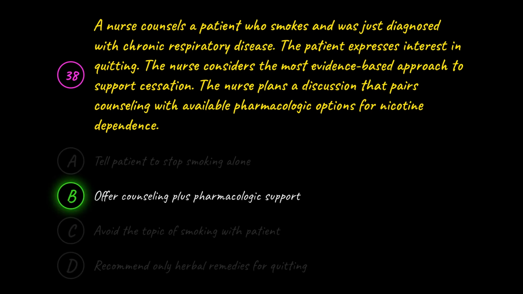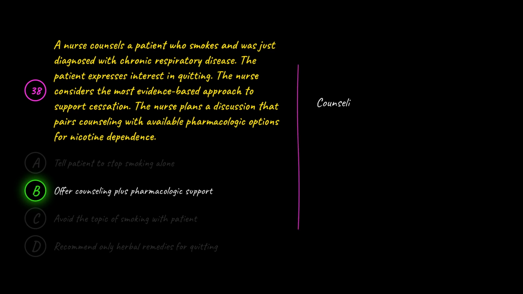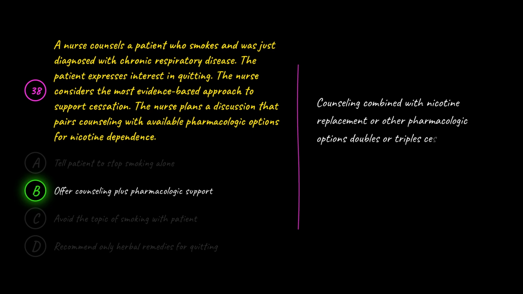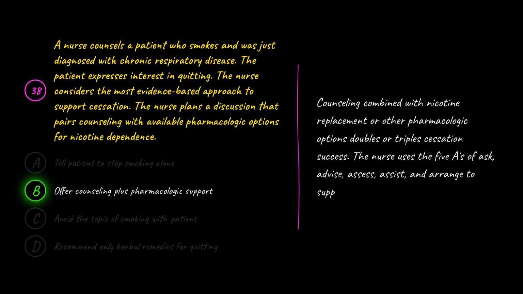The correct answer is B. Offer counseling plus pharmacologic support. B is correct because counseling combined with nicotine replacement or other pharmacologic options doubles or triples cessation success. The nurse uses the 5 A's of ask, advise, assess, assist, and arrange to support each step of quitting.